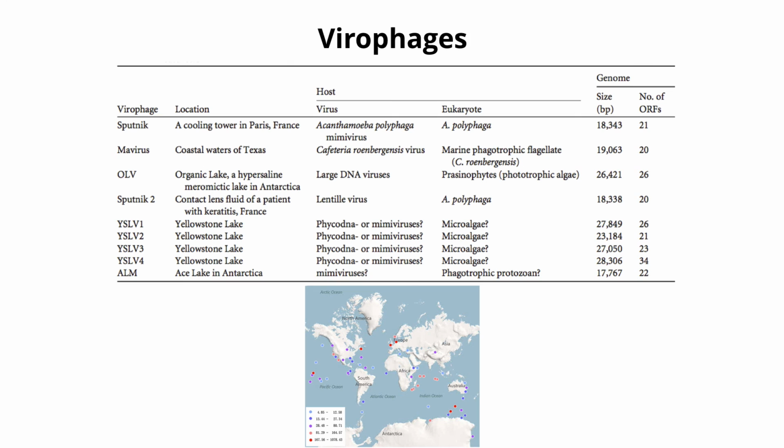Here's a table of just some virophages that have been identified. On the bottom, you can see a map with little dots showing where some of these different virophages come from. And you can see they're all over the world, not only on land but in water. And you may be wondering, how do you isolate a virophage all the way in the middle of the Pacific or down by Antarctica? Well, you don't. You actually just look at the global ocean data set.